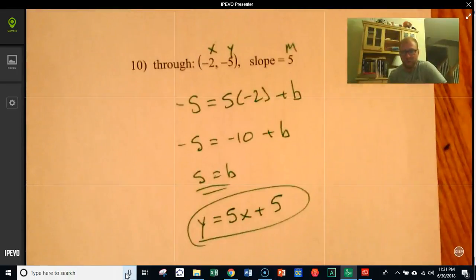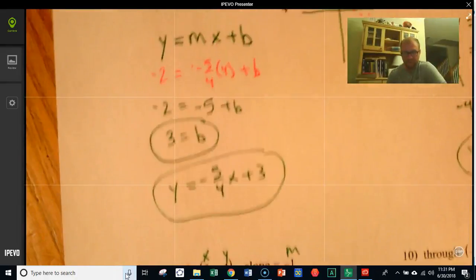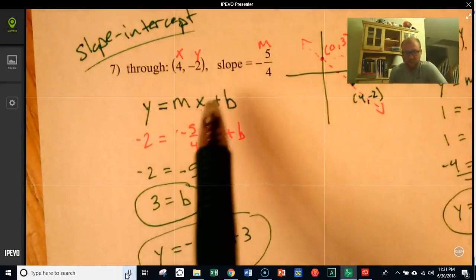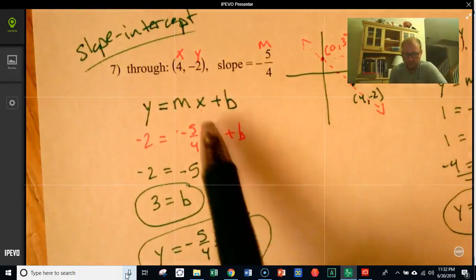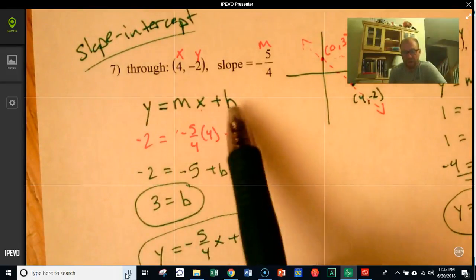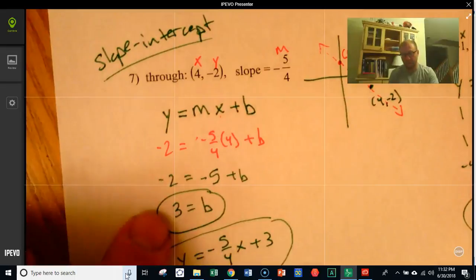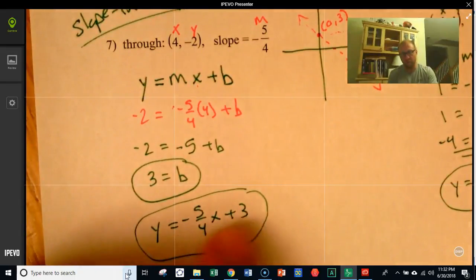For this one, using slope-intercept, you've got your equation here, y equals mx plus b. You want this equation to be true for this slope and that point. So you fill in the slope, you fill in the point, and you have to figure out what b, or what y-intercept, will make that happen. And so you solve for b. Once you've done that, then you know that it's just y equals, you already have the slope, and you just fill in the y-intercept.